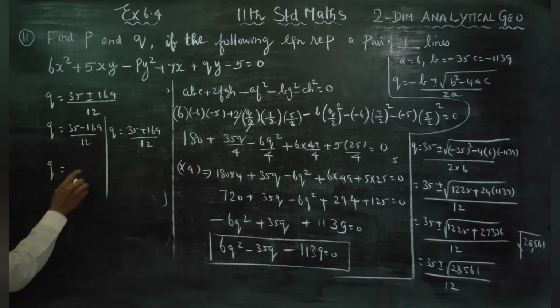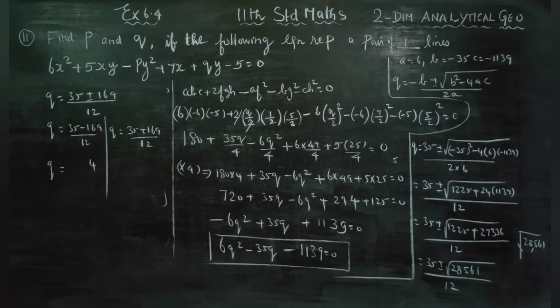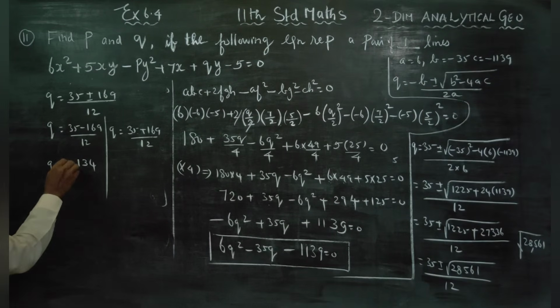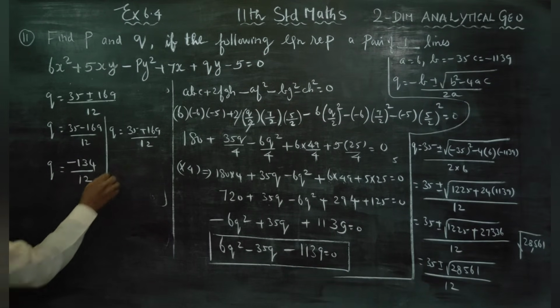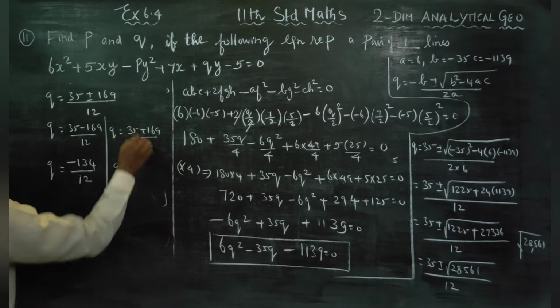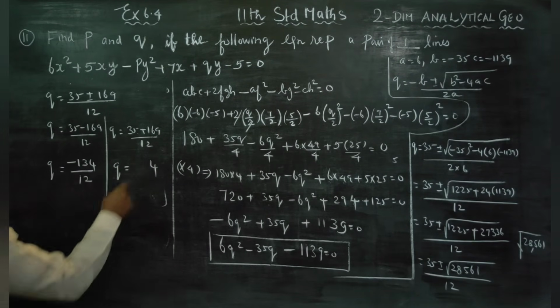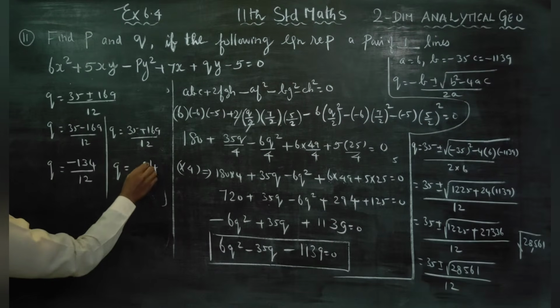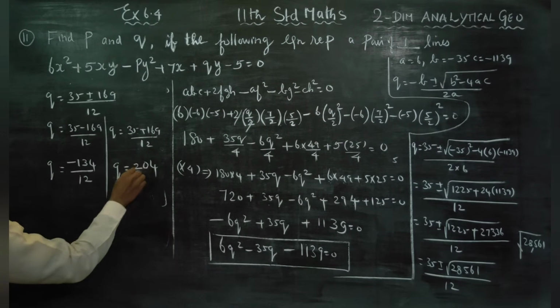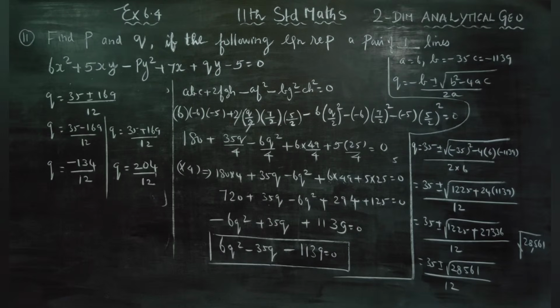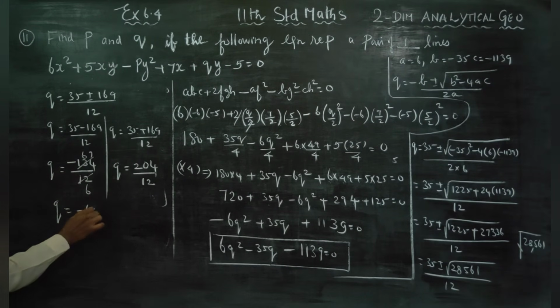35 minus 169: in 9 from 5 portion I will be getting 4, in 6 from 3 portion I will be getting 3, so minus 134 by 12. Here, adding: Q is equal to 4, then 6 plus 3 is 9, 10, 1 carry, 204 by 12. Then the two tables cancel, you will be getting 6 times. If canceled, 6 2s are 12, 14, 7 times. So Q is equal to minus 67 by 6 will be your answer.